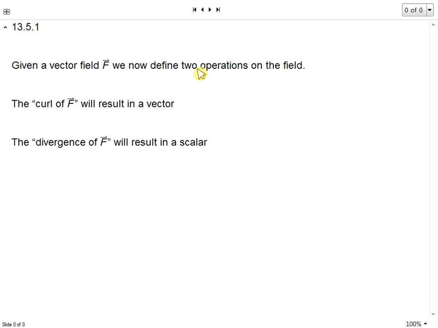Now we're going to define two different operations on that vector field. The first one is the curl of F. When we take the curl of F, we're going to get a result that is a vector. Then we're going to get something called the divergence of F, which is going to result in a number. Two different operations. Almost like, remember if you had two vectors and you dotted them, you got a number, but when you crossed them, you got a vector? Cross product of two vectors is a vector, dot product of two vectors is a number. Well, the curl of a vector field is a vector. The divergence of a vector field is a number.